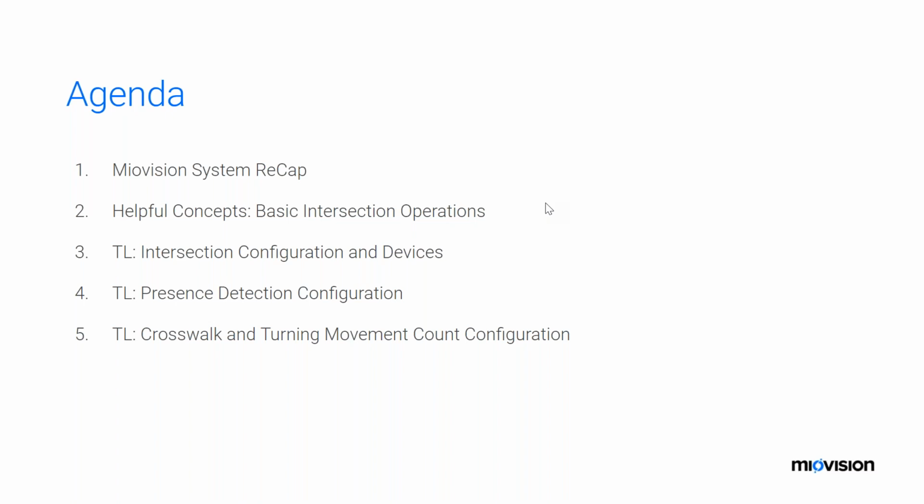Today's agenda is a little bit packed, so we'll cover quite a bit of topics. We'll go over just a system recap. We're not going to get too much into the hardware and cabinet side. We're going to focus more on the platform and software part today. We're going to go through some helpful concepts, basic intersection operations, some terminology that I'll be using and why it's important to how we configure our devices and how we leverage detection and counts.